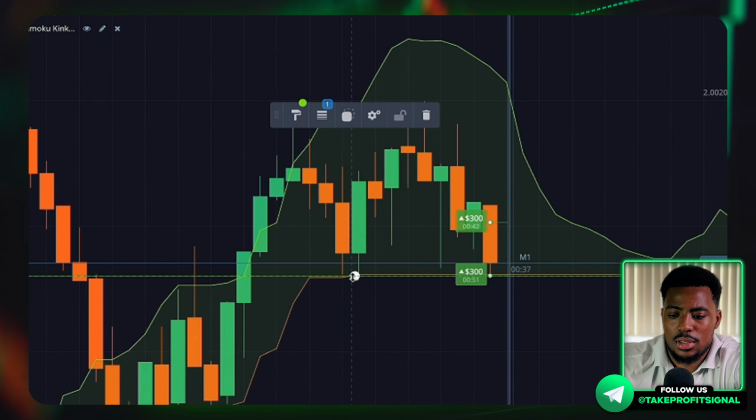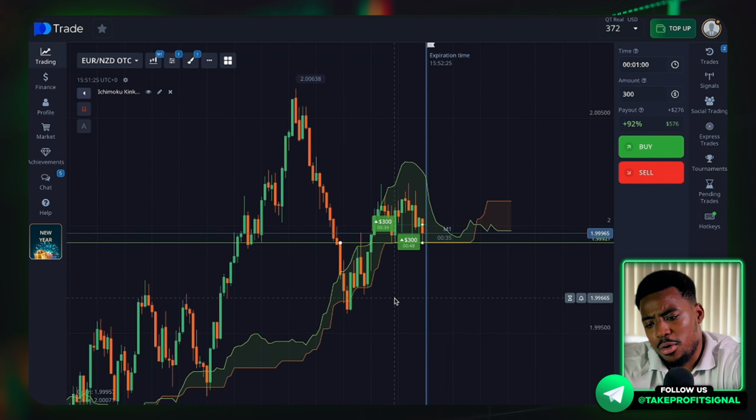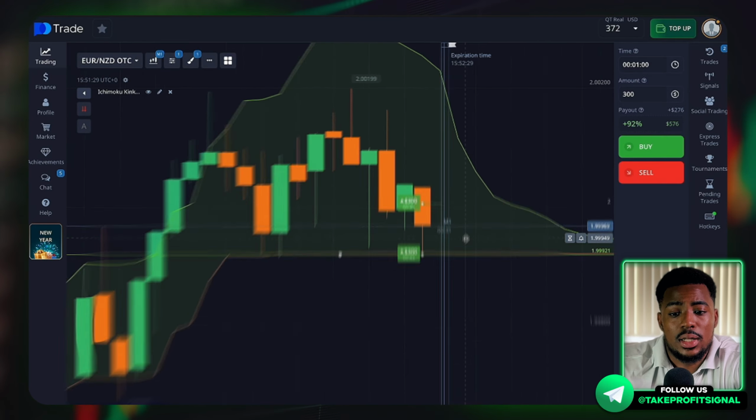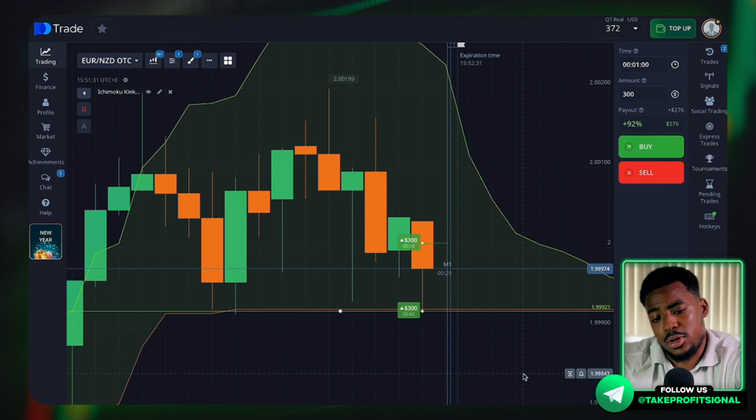Let's wait for the result. It's actually a very simple situation. Each of you can repeat this trade, this situation, and trade personally.